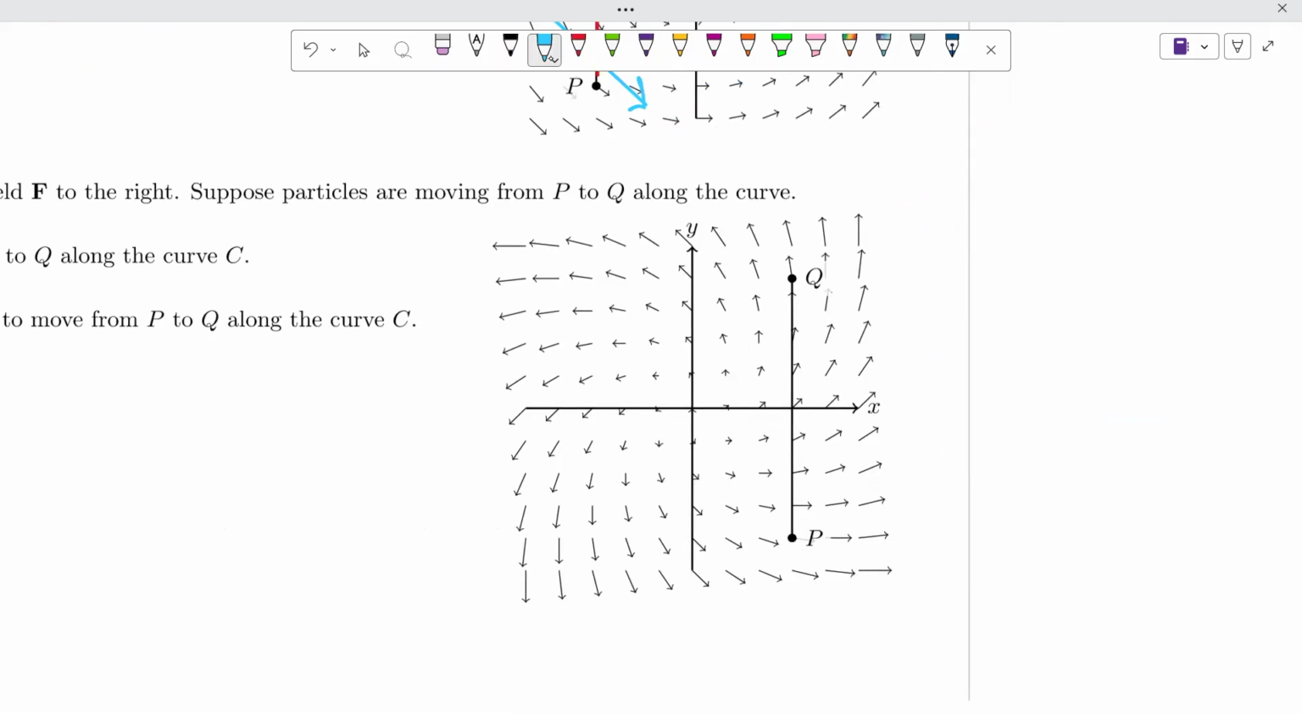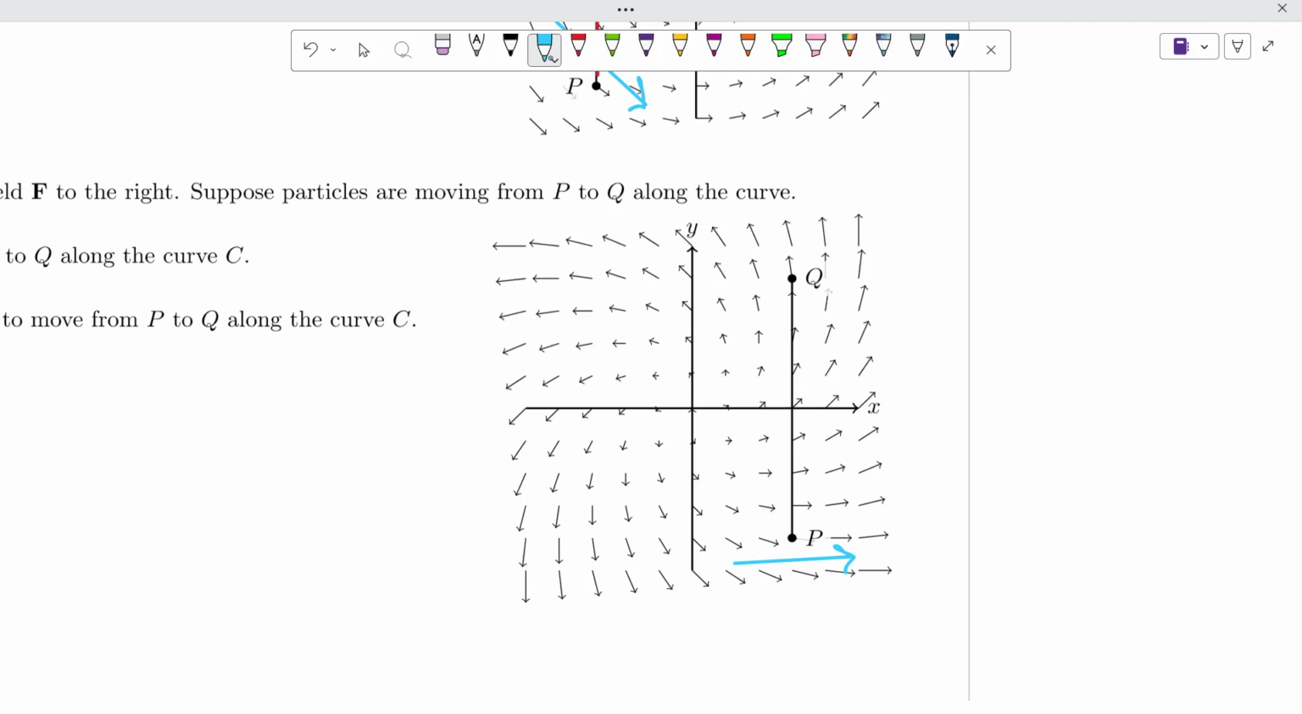This one kind of has some interesting stuff going on. Broadly, it looks like the field is moving out from the origin, but it's also got some counterclockwise spin to it as well. So it's a bit out, it's a bit counterclockwise. So maybe let's just start looking near our points, near our steel beam. At P, it looks like the field is mostly just moving right.